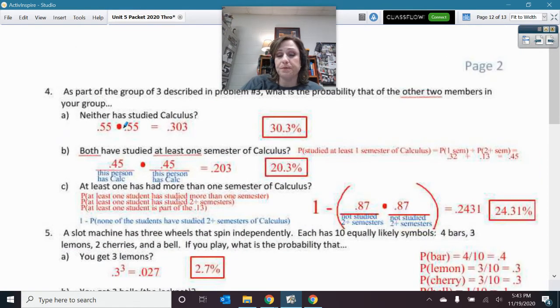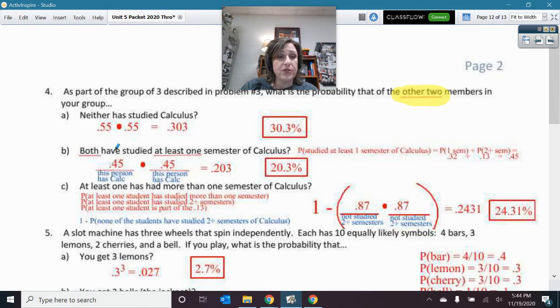Okay, next. So now we're going to be talking about being part of this group of 3, and then we're talking about what happens to the other 2 members. So we're going to have picking 2 people. So we have 2 blanks here. So you can pick 2 people. Neither studied calculus. That's none and none.